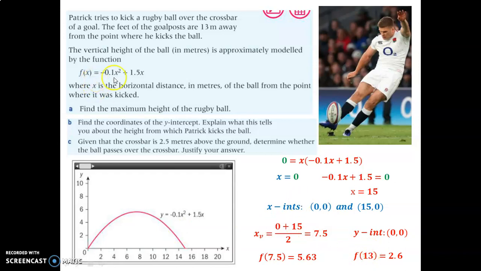So again, into this function we put 13, and we find out that the y value is 2.6. So it's just like finding the vertex. We put an x value in and we get the y value. So we basically found this point right here. So we know at a distance of 13 from the kicker, the ball is at a height of 2.6. So it is passing just over the goalpost, which was 2.5 meters tall.